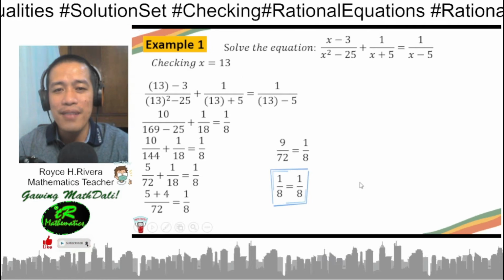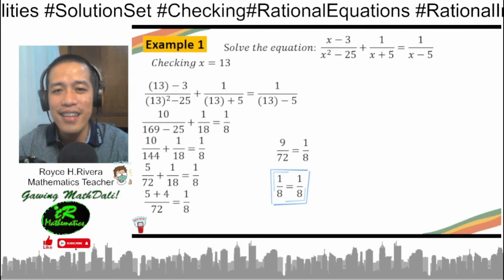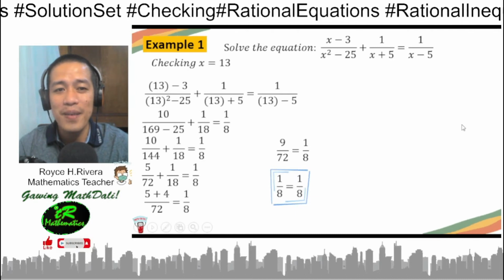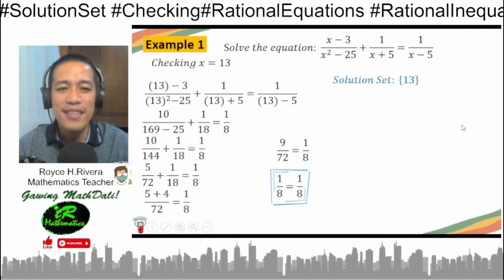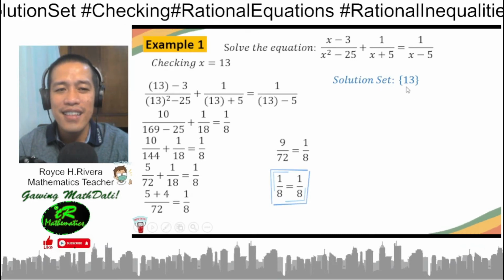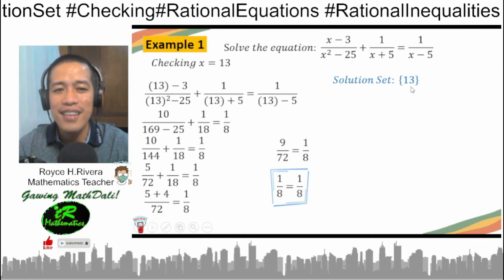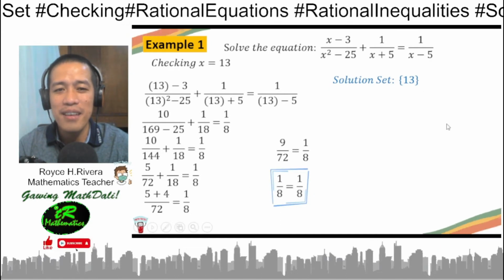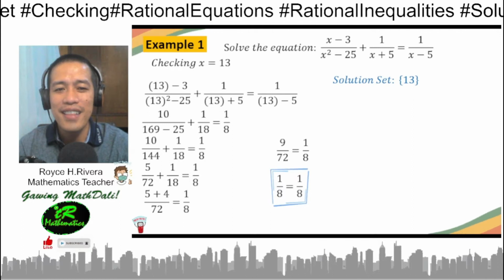So we have verified that indeed 13 is the value of x that will satisfy the equation. Our solution set is the set that contain 13. Sana nasundan ang proseso at naunawaan.